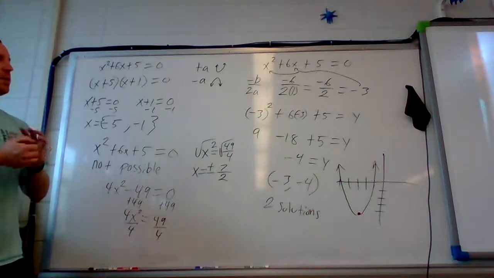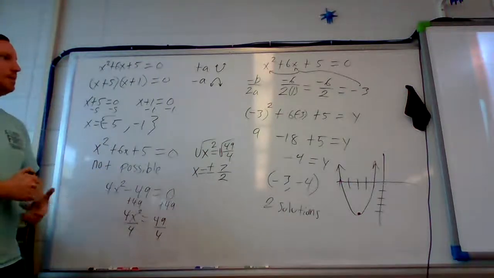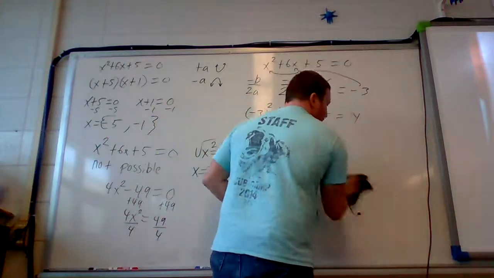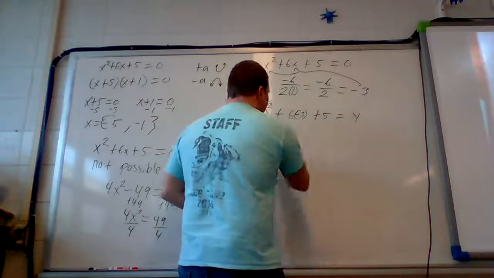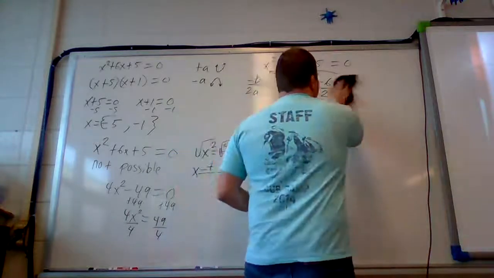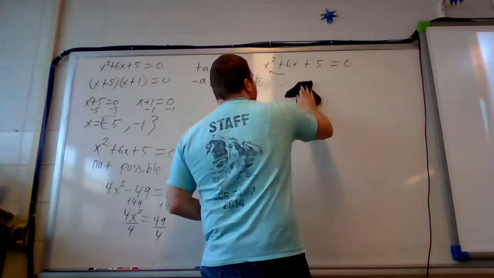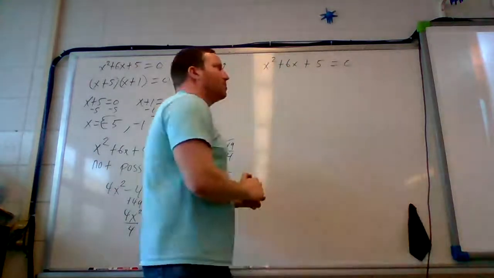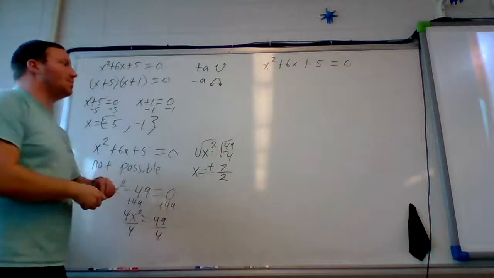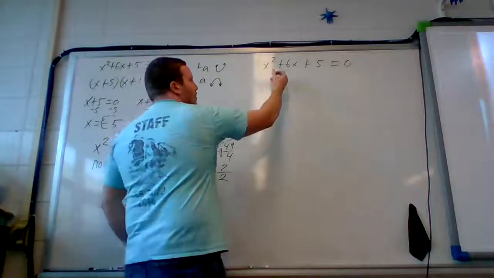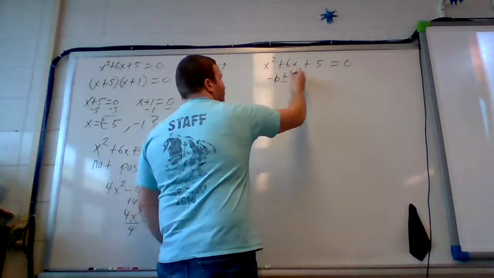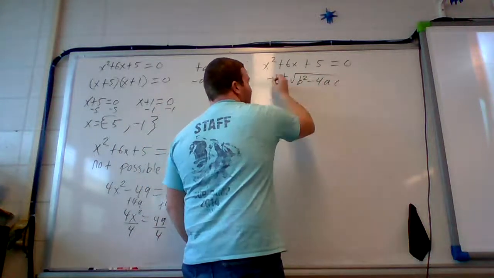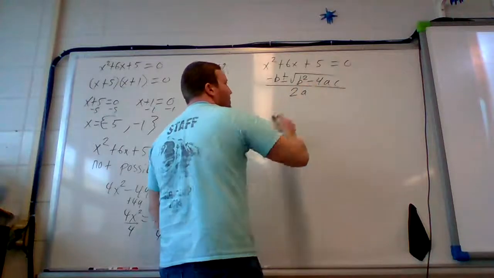Okay. And then our last method of solving would be our quadratic formula. And again, the quadratic formula works for any case of quadratics. So we can always use it, but it's not always the quickest or the easiest to use. So again, our quadratic formula is negative b plus or minus the square root of b squared minus 4ac all over 2 times a.